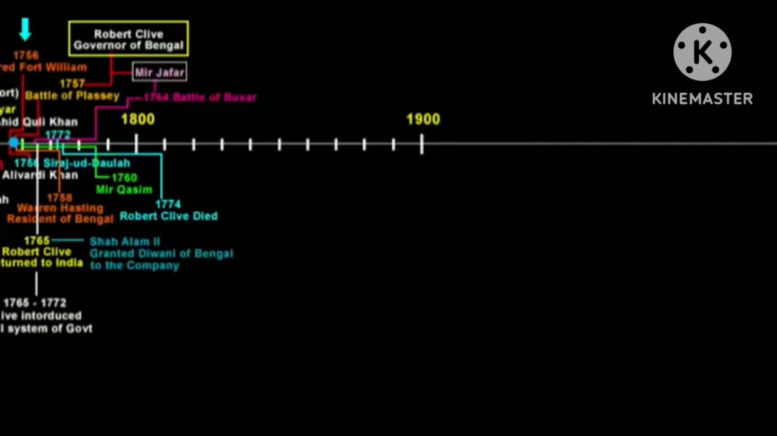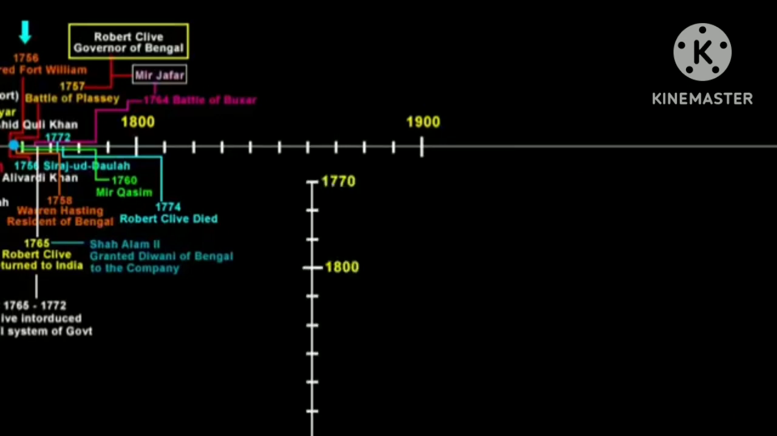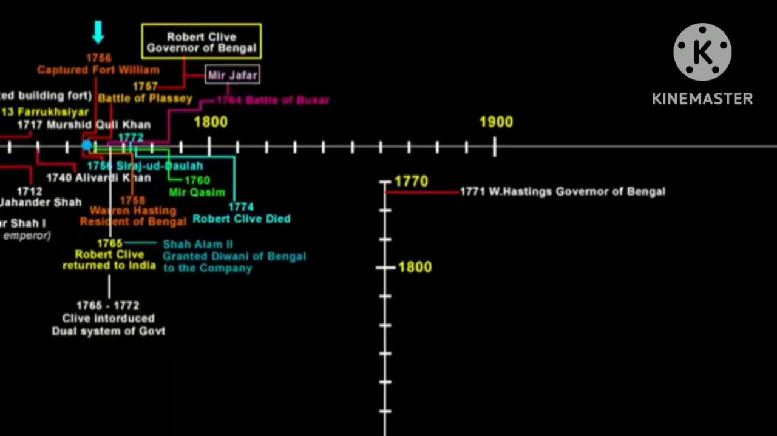Let me make a new timeline from here on so that everything looks clear. Warren Hastings became the governor of Bengal in 1771. Before his arrival as the governor, the dual system of government was already there and it proved to be very defective and unsatisfactory. Remember the dual system of government that was introduced by Robert Clive in 1765 and it lasted till 1772?